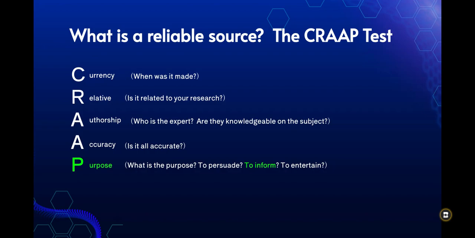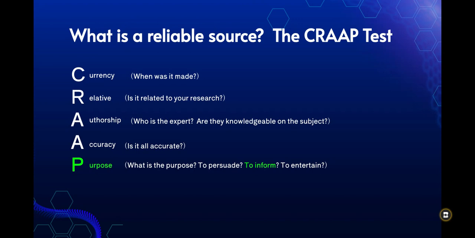So if the source I'm looking at is to inform, then I'm going to look at the currency. When was it made? If I'm looking at a topic that would be in more recent times, then of course I want to find the most recent sources possible. If I am trying to do an informative essay or an argumentative essay on something that's connected to the Civil War, then it would be okay to look at sources that were written in the 1800s. Is it relevant to your research? If what you found is not related to your research, then that's not going to be a good source for you. Who is the author?